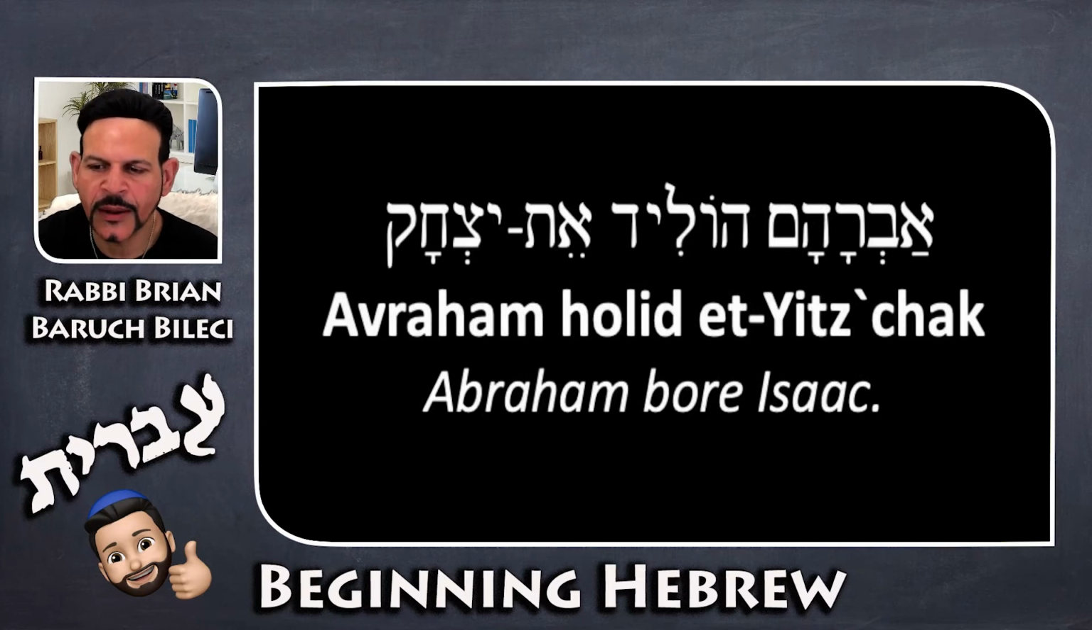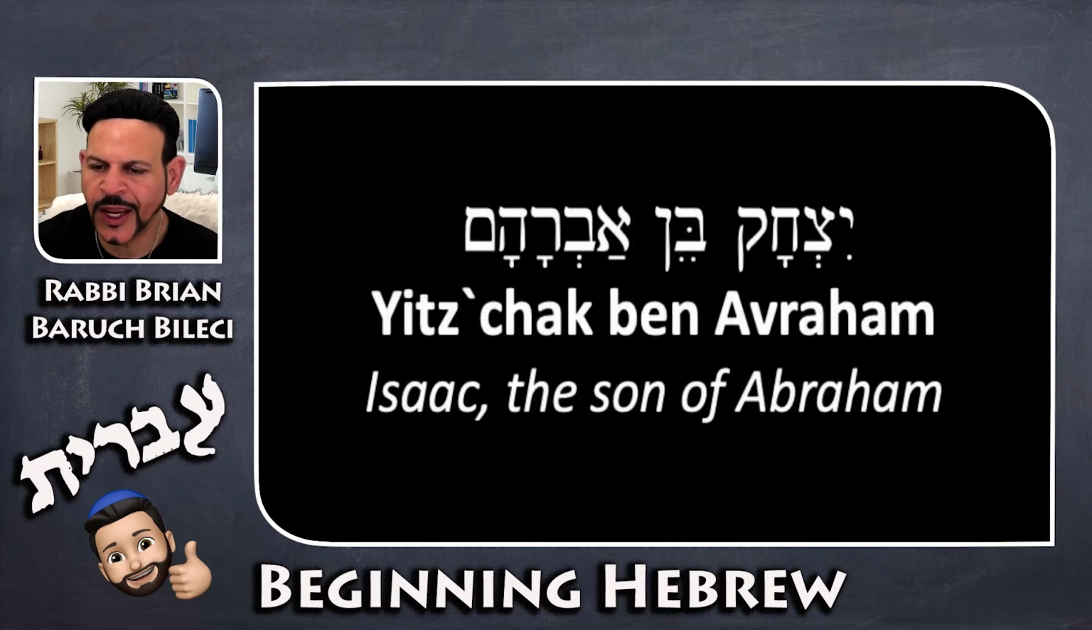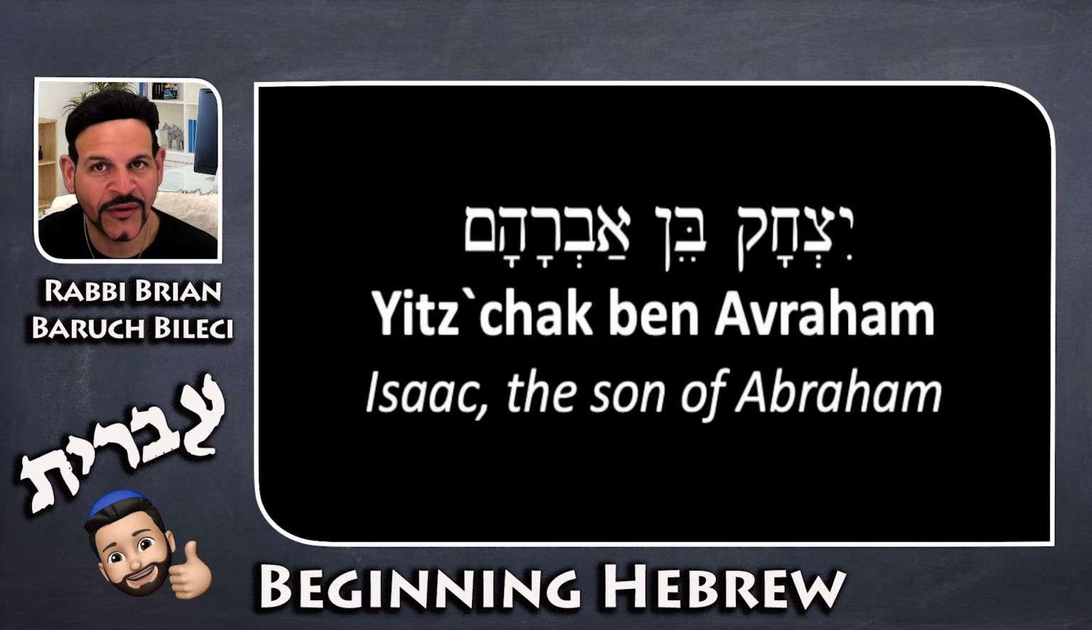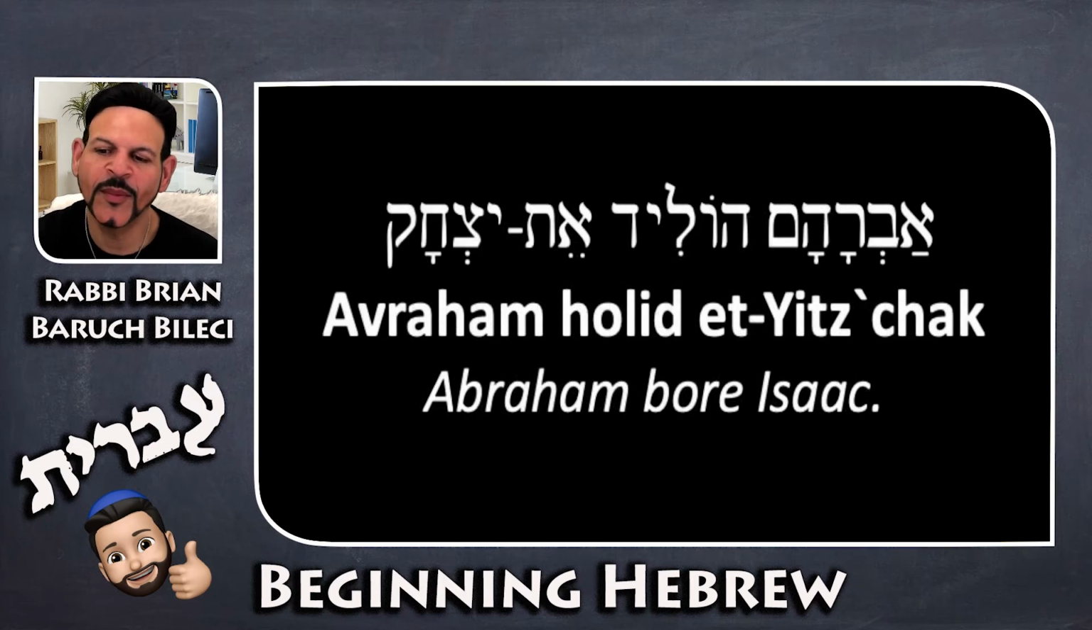Avraham holidet Yitzhak. Now, what does this mean? Here we have Isaac, the son of Abraham, but then it goes on to say Abraham bore Isaac. In other words, if there was any question about who the father was, or whether Sarah, at 90, and Abraham, at 100, could produce a child, this is the Torah's way of reaffirming us: No, this is Isaac, Abraham's son, Yitzhak ben Avraham, and Avraham holidet Yitzhak, that Abraham did bear Isaac.